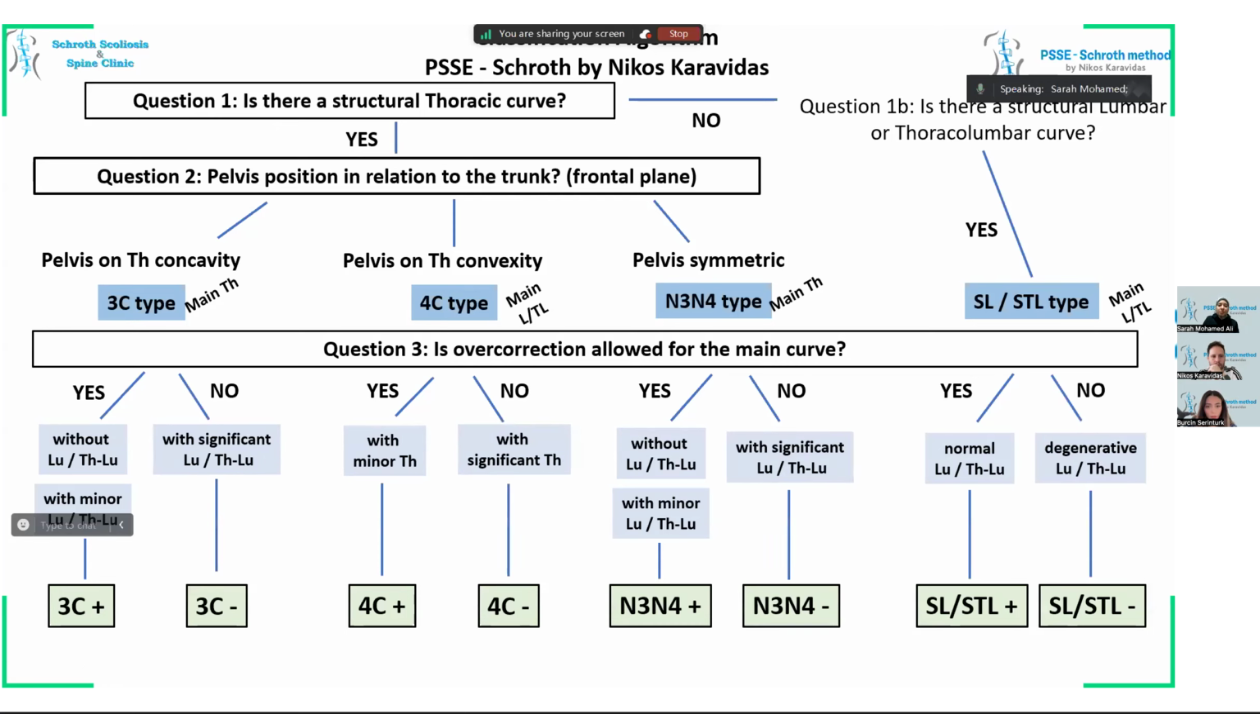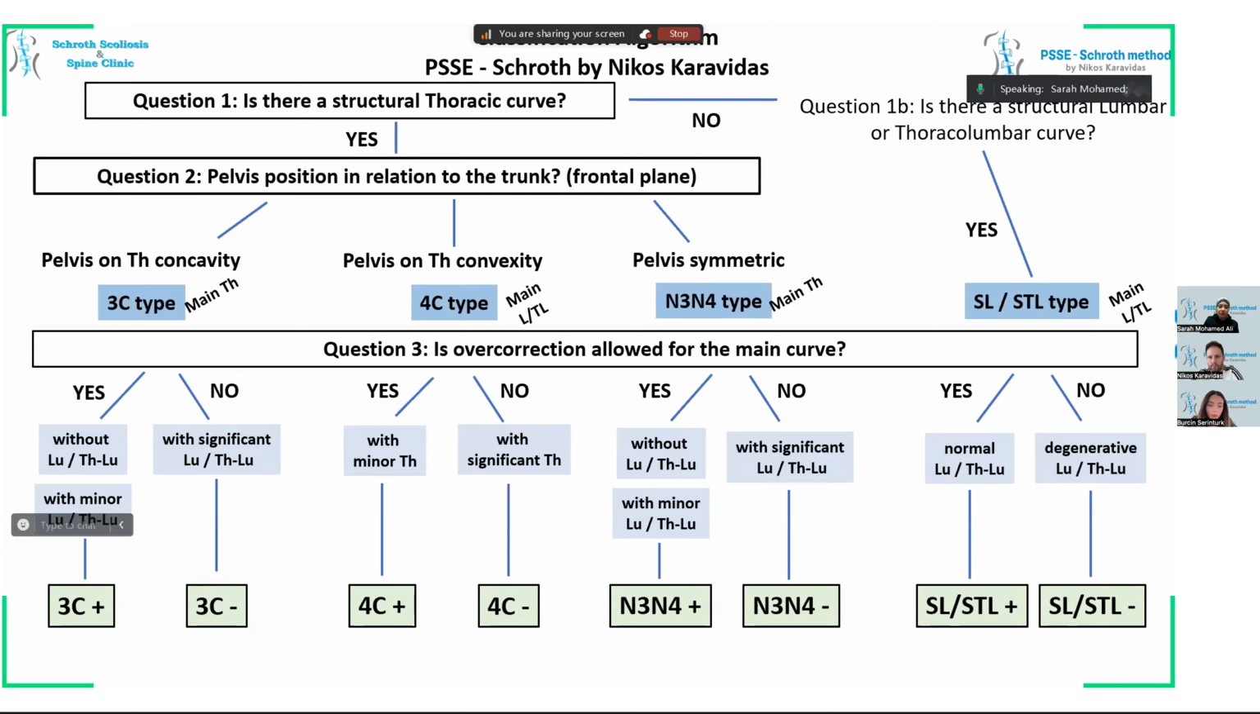If no, it means that I have the structural thoracic scoliosis and the pelvis is shifted to the thoracic concavity. I cannot do an overcorrection to the main curve, because now I have a significant lumbar curve that will be affected if I did an overcorrection to the main curve. That's why we give it a 3C minus. Okay, the same goes with other curve types.